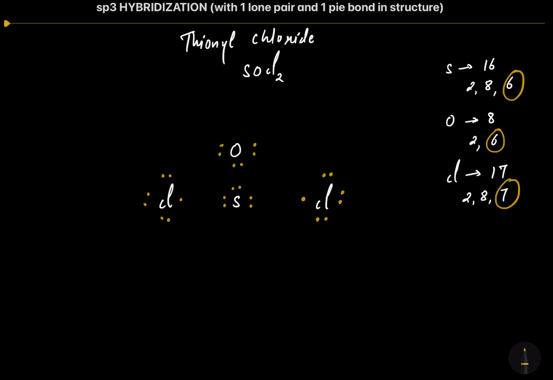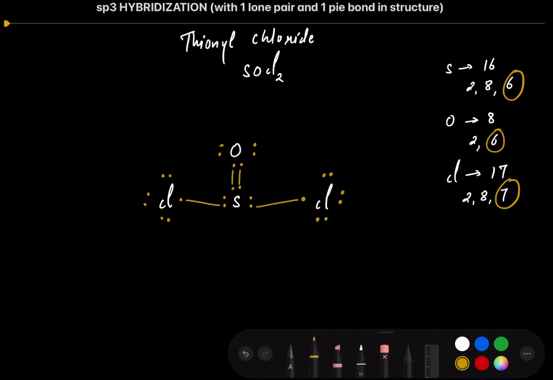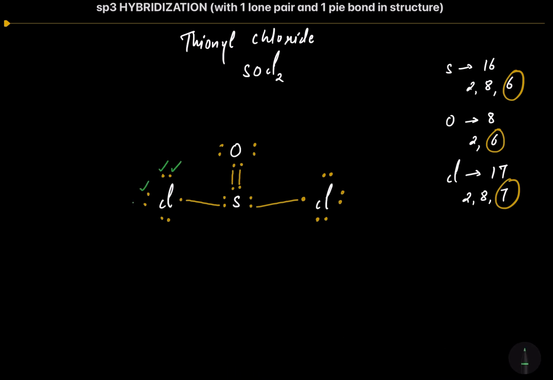Now, chlorine is going to make one bond with sulfur. Another chlorine is also going to make one bond with sulfur, and oxygen is going to make two bonds with sulfur. Now let's count the valence electrons for the first chlorine after the formation of one bond with sulfur. That's first, second, third, fourth, fifth, sixth, seventh, and the eighth electron. That means first chlorine has attained the octet, that is 8 electrons, after forming one bond with sulfur.